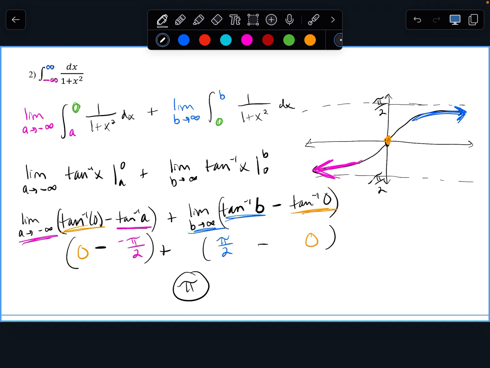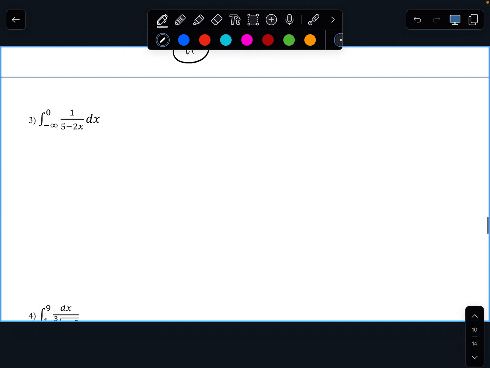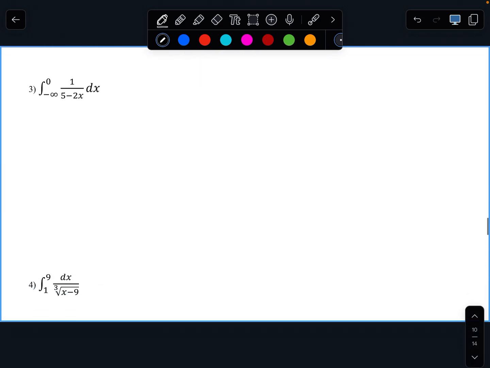All right, another one. Okay, 3. Look at a little infinity. So limit, I'm going to use A because it's on the bottom one. Okay, we're going to 0. Change this to A. We're integrating 5 minus 2x dx. Now you could do a u sub, but it's just an x, you know?